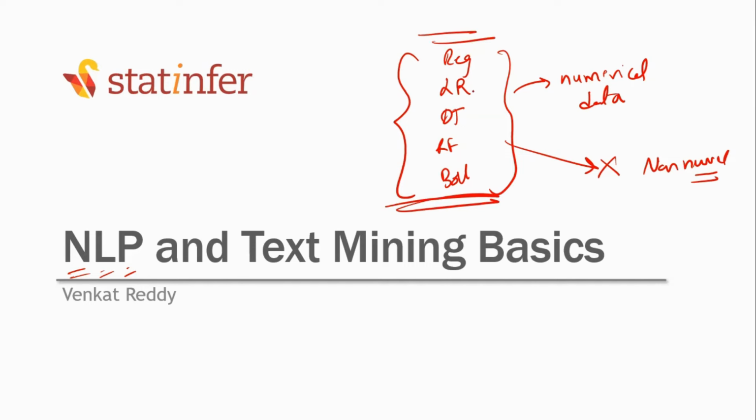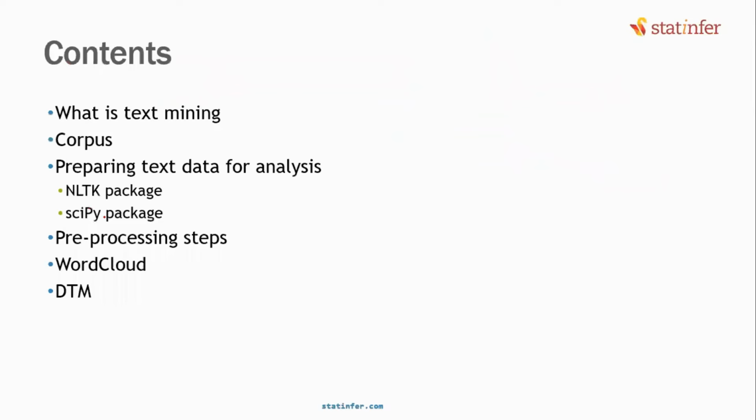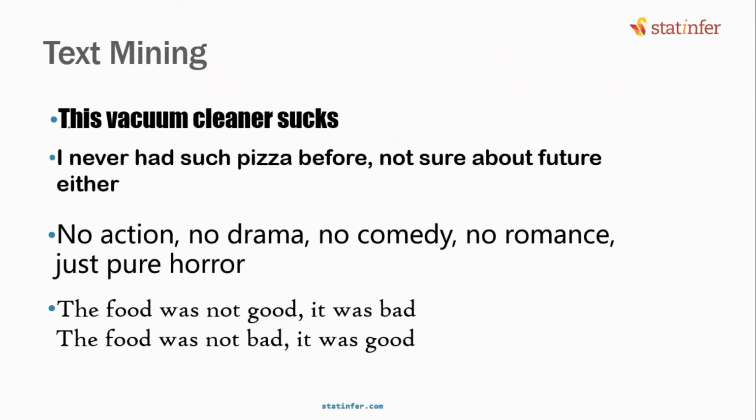On non-numerical data, you cannot apply any of these techniques because text data, natural language data is very different. Language is very different. For example, if I give you this example, this vacuum cleaner sucks. This is one of the reviews for the vacuum cleaner. Is that a positive review or is that a negative review? Is it positive or is it negative?